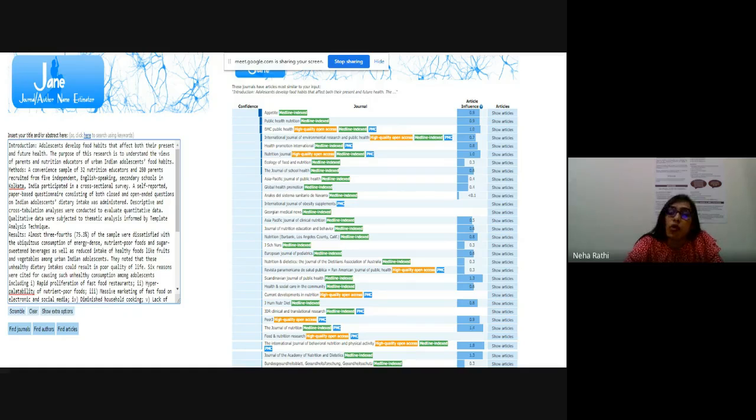Similarly, Elsevier and others will also give you journal finders. But the only problem with Elsevier and others is that it's a bit biased, because they will only show you journals which are published by that publishing house. Like for nutrition, you have only two, Appetite and Food Quality and Preference, by Elsevier. Whereas JANE will give you all, from different publication houses.